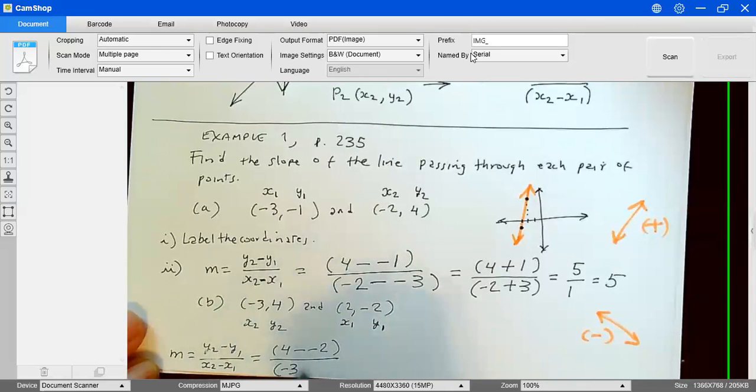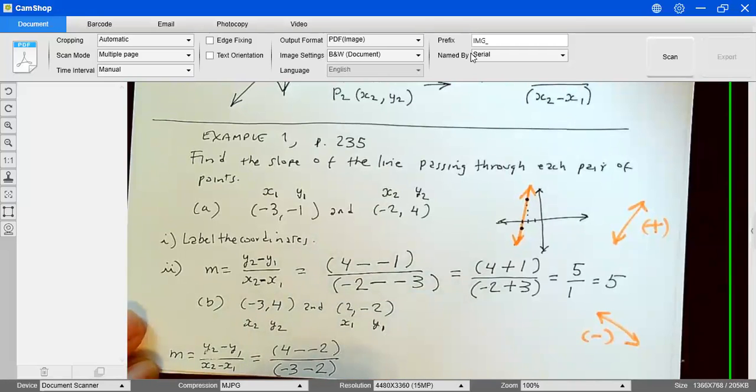x2 is -3, minus from the formula. Then x1 is +2, so you just write number 2. No need to write anything else. So now let's simplify this.